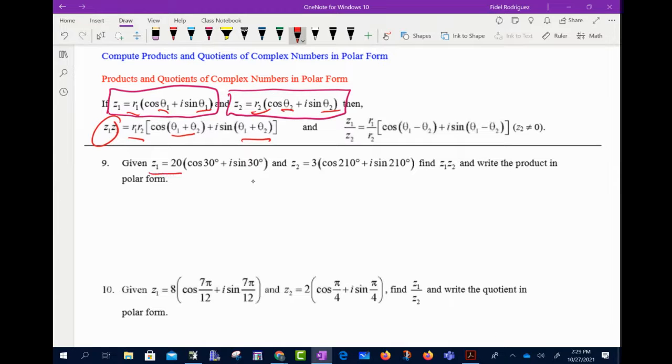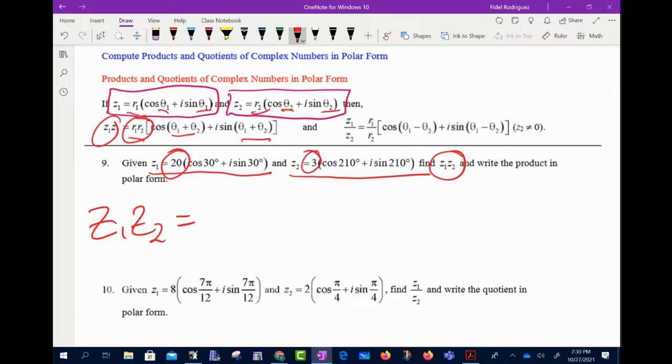It says, given Z1 is 20 cosine 30 degrees plus I sine 30 degrees, and Z2 is 3 cosine 210 and I sine 210, look what we're doing. We're going to multiply those two numbers together. So we're going to say Z1 times Z2 is equal to. First thing I need to do, I need to take my R1 and my R2 and multiply those numbers together. So look, here's my R1 and here's my R2. What's 20 times 3? 60. Boom.